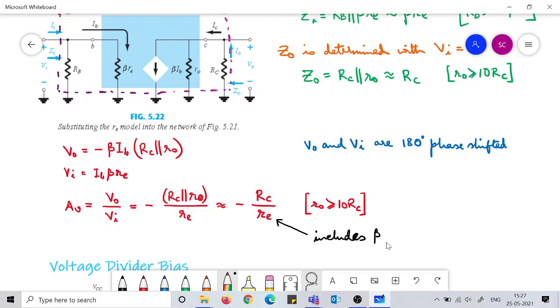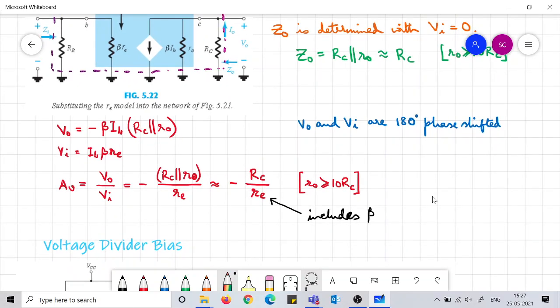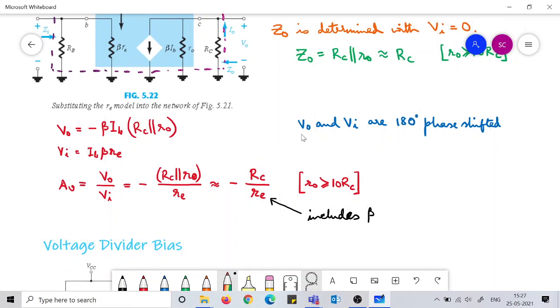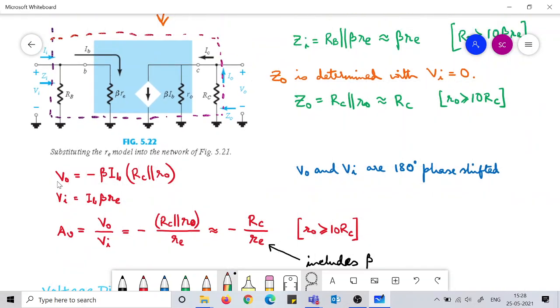So those concepts have to be quite clear. Another thing you note, V0 and Vi are 180-degree phase shifted. How can you say this? Simply by noting that there has arrived a minus sign here. The minus sign comes from the V0.